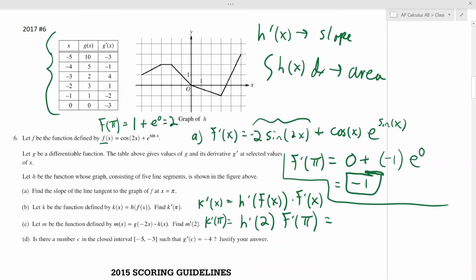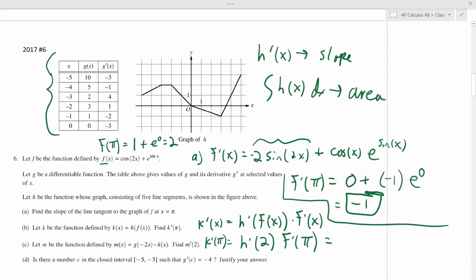So h prime of 2 comes from this graph up here. That's the graph of h. Here's 2. And it doesn't matter what that y value is yet, but h prime of 2 is just that slope, which goes over 3 down 1. So the slope there is -1/3. So it's -1/3 times f prime of pi, which was -1. So we're going to get +1/3.